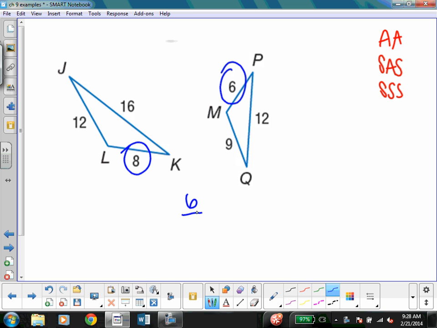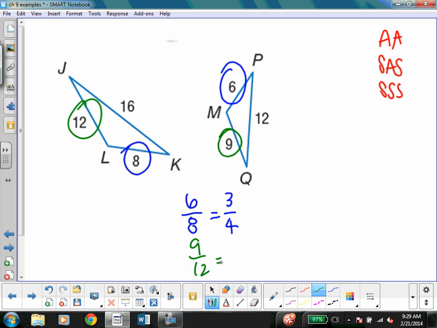So I'm going to make the fraction 6 over 8 and reduce it, which is 3 over 4. They both divide by 2. Now I'll pair up the sides that are in the middle. I have the 9 and the 12. 9 over 12, both of those divide by 3. So I get 3 over 4. So those two ratios are the same.